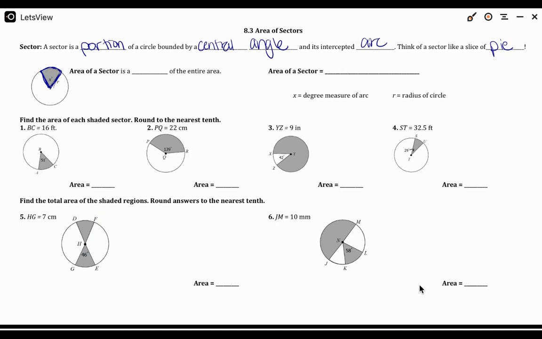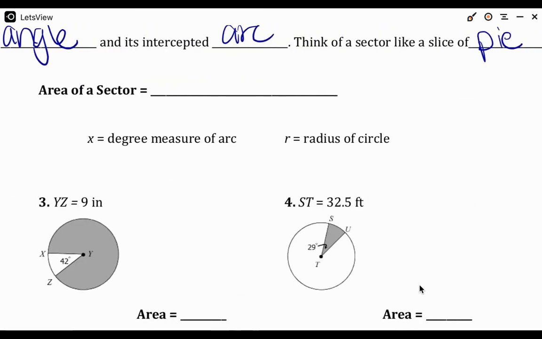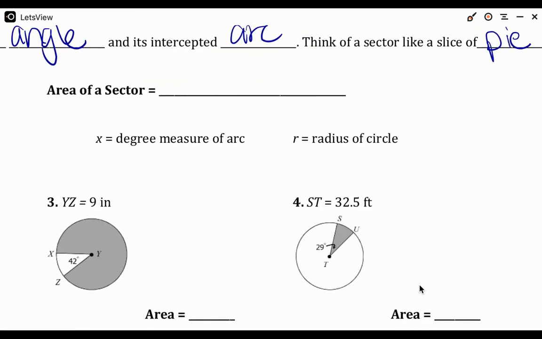Area of a sector is just a fraction of the entire area. First we find the area, which is pi r squared, and then we always multiply by x over 360, because first we find the whole area, but then we only want this little piece, so we take it times that little fraction of the degrees. Okay, so here's our formula for area of a sector.